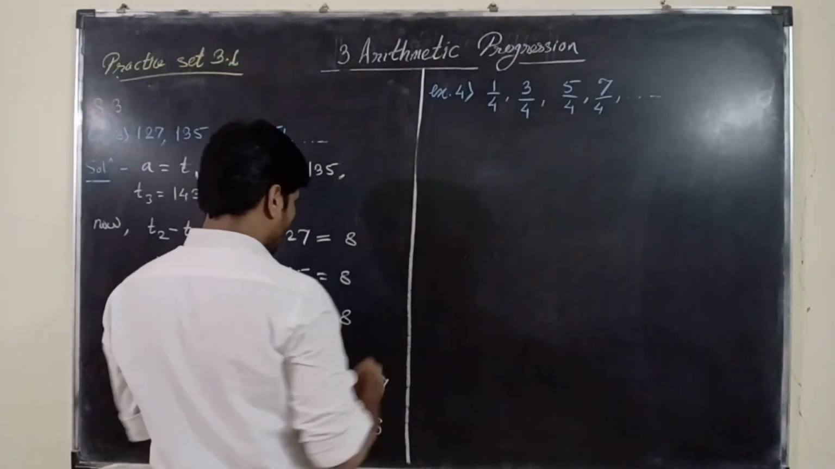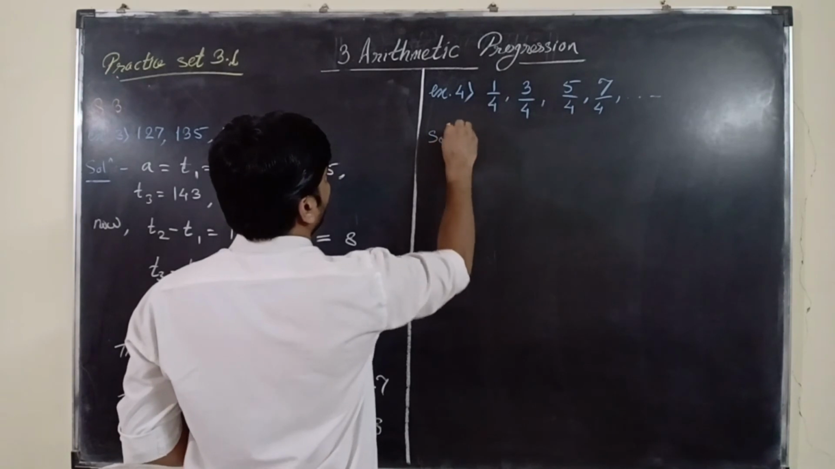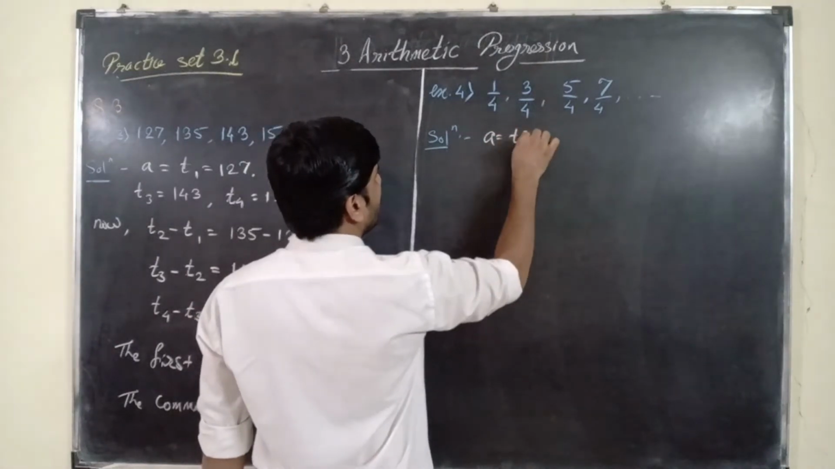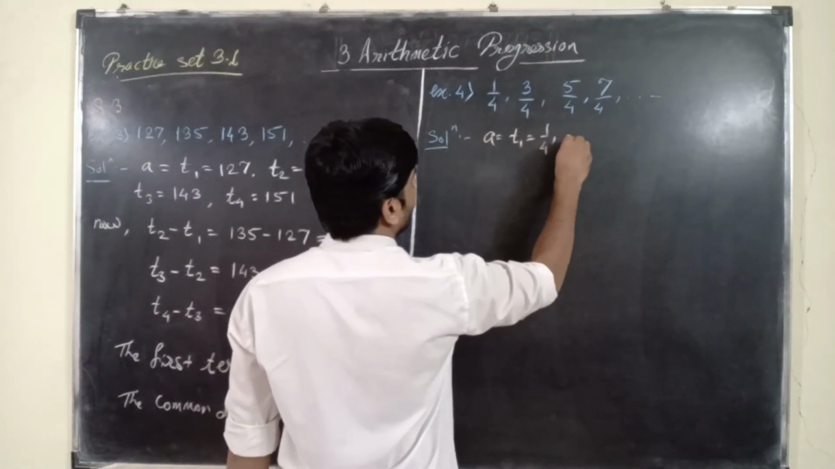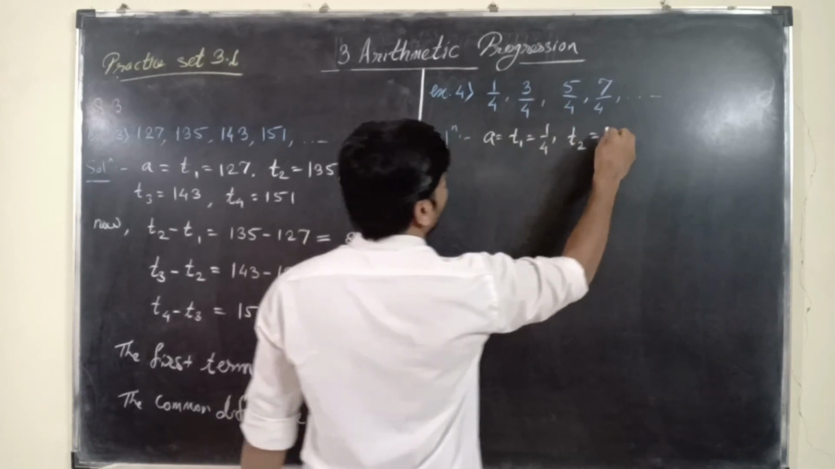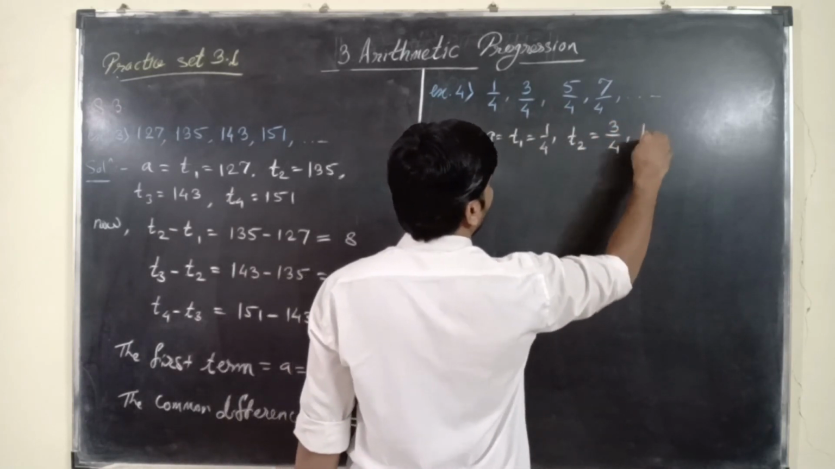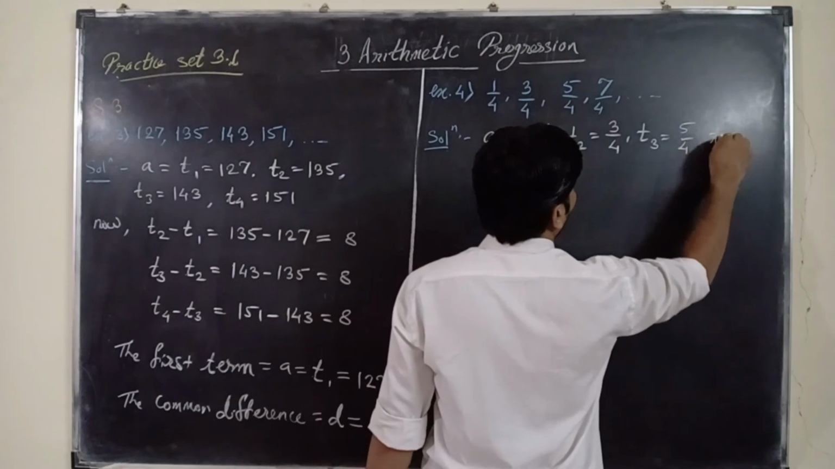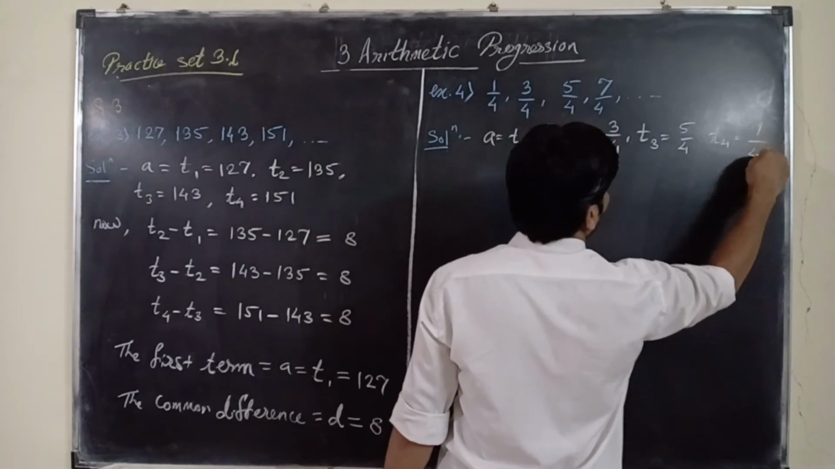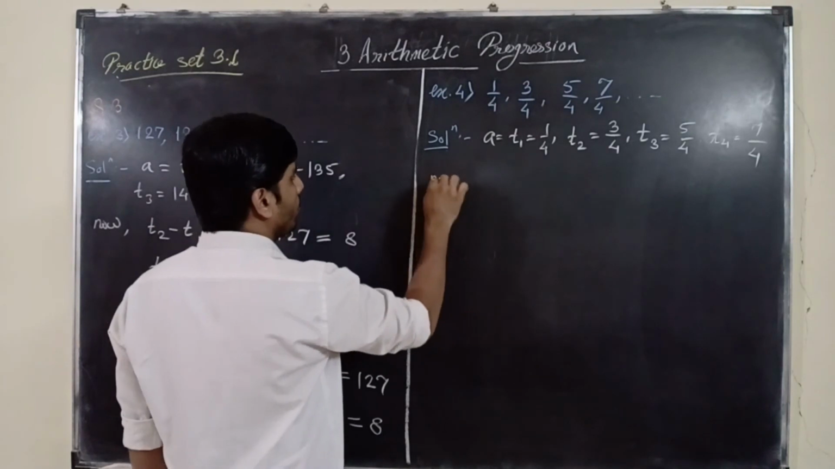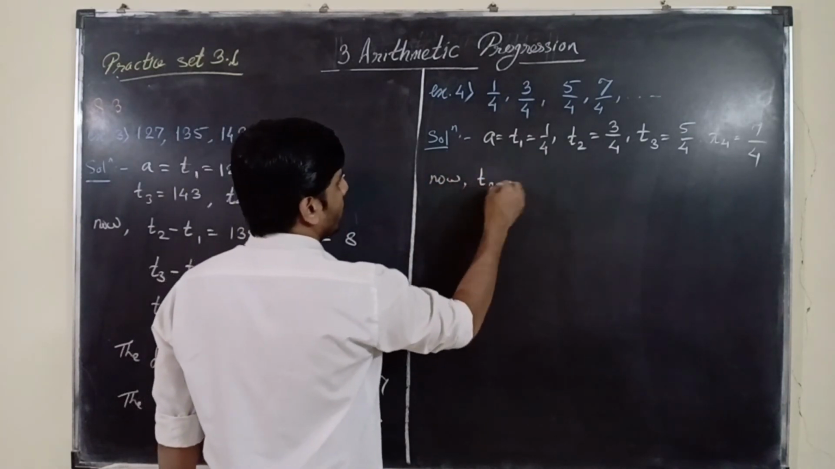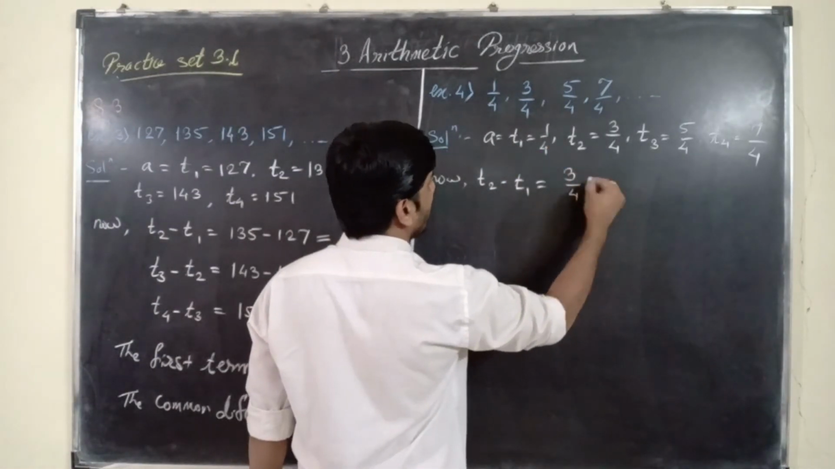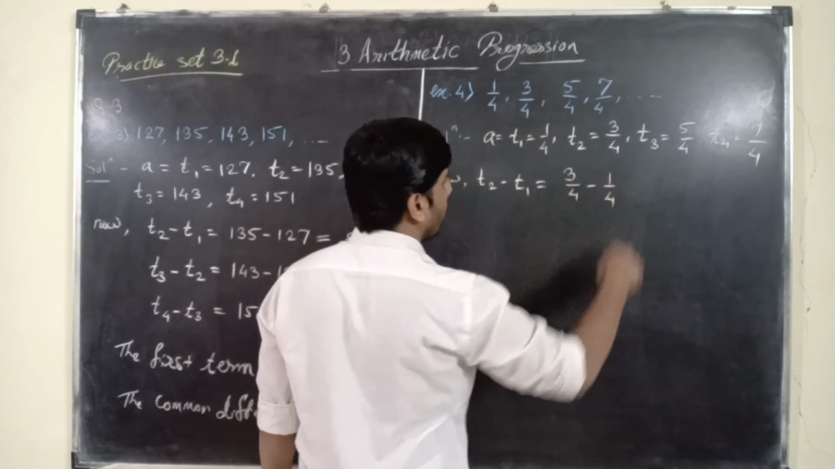We'll start with fourth example. Now again here, first term A, which is equal to T1, which is 1 by 4. T2 is 3 by 4. T3 is 5 by 4. And T4 is 7 upon 4. Now we will find common difference. So first we will start with T2 minus T1. There T2 is 3 upon 4 minus T1 is 1 upon 4.